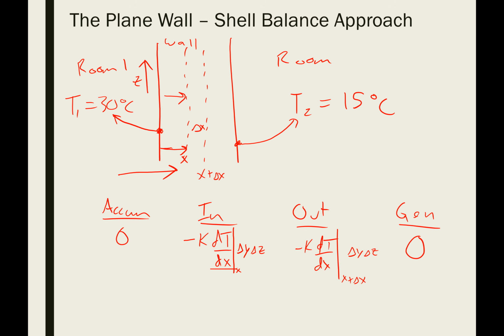And this is why I made them these surface temperatures. So we have T1 on the left is equal to 30 degrees. T2 on the right is equal to 15 degrees. And we're going to expect our solution is just a straight line between those two. But let's go through and apply them.